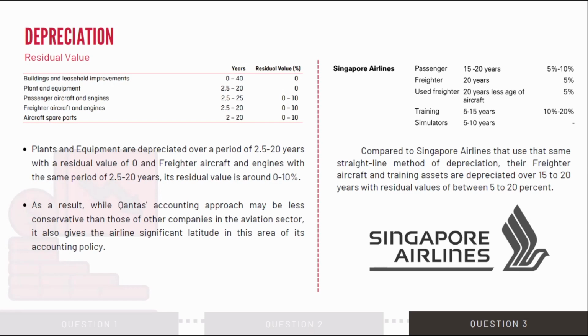So, even though the depreciation is significant, Qantas' accounting approach is still less conservative than those of other companies in the aviation sector. And it also gives the airline significant latitude in this area of its accounting policy. And lastly, due to the impact of the widespread domestic lockdowns of COVID, particularly in the first half of 2021 to 2022, the depreciation was below the level of 25.54.